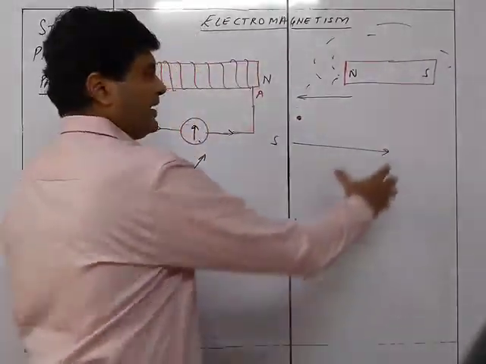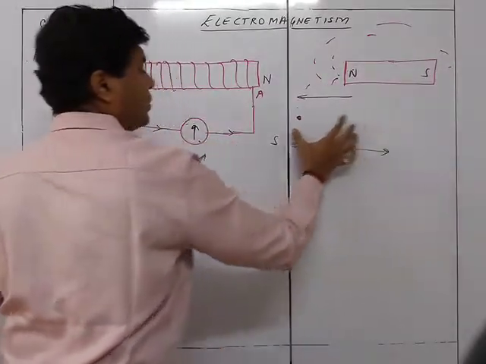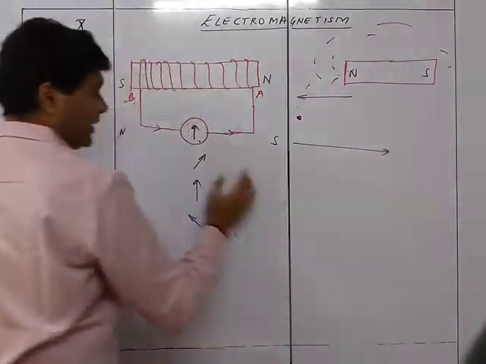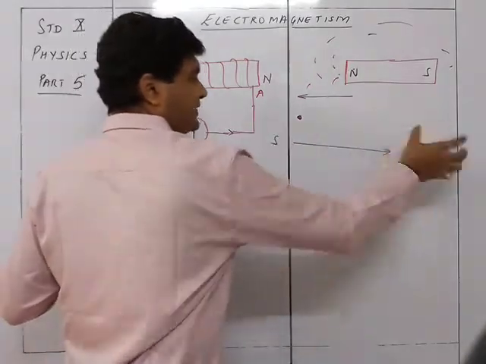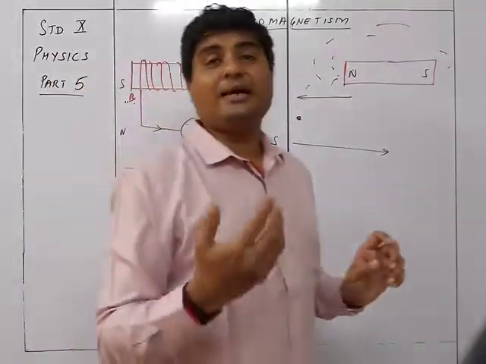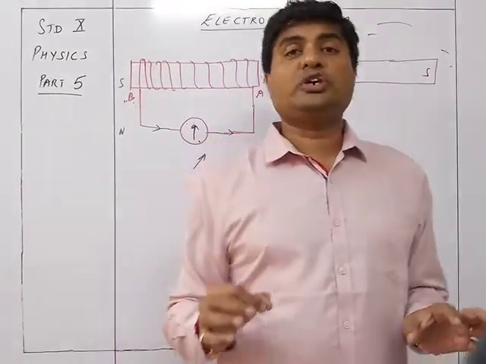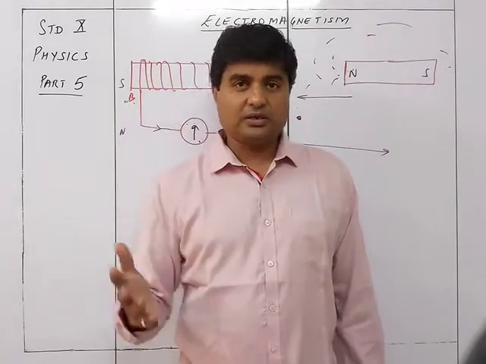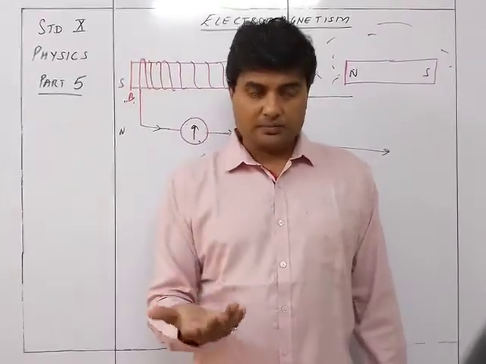So if I bring it faster, the deflection will be faster. If I bring it slowly, the deflection will also go slowly. But if I do it fast, it will jump quickly. If I keep doing it fast, the needle will keep moving that way too. So the deflection is directly related to the motion of the magnet. The faster the motion, the more will be the current.